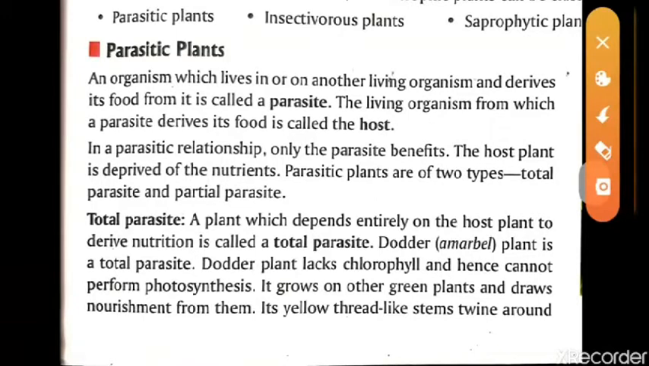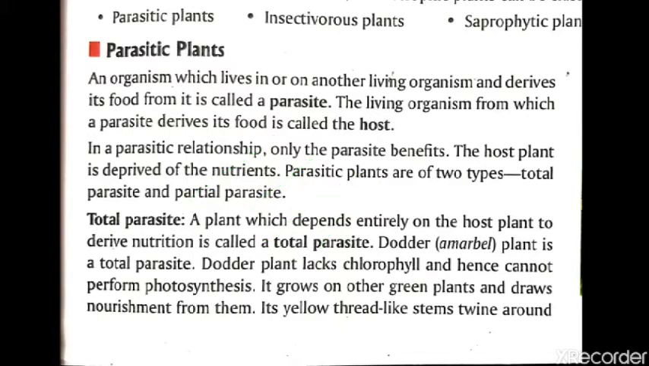A total parasite is a parasite that depends totally on another plant for food. They have spikes, like needles. They pierce themselves into the host cell and eat everything. Whatever food the host is making, the parasite eats all of it. This is called a total parasite.